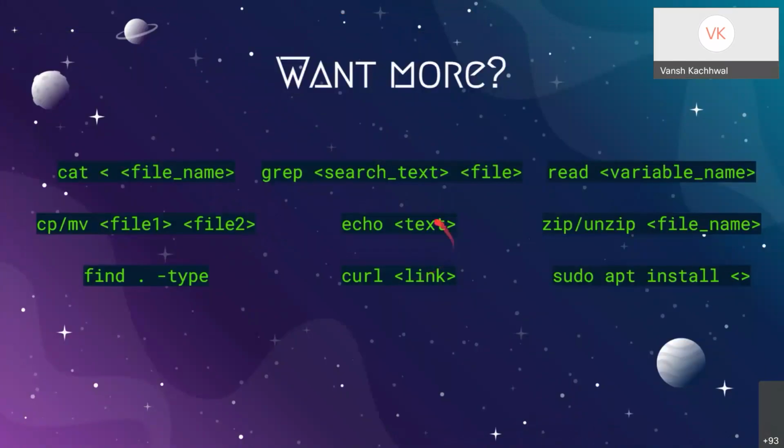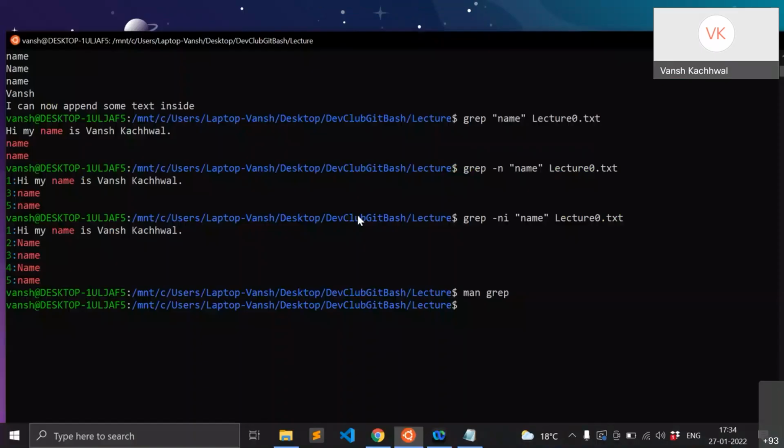And then I've shown you echo before. Echo is just analogous to the print statement in Python. So if I want to echo something like hello, it'll just print it there.